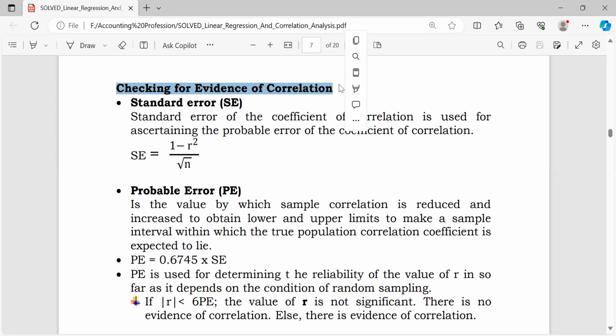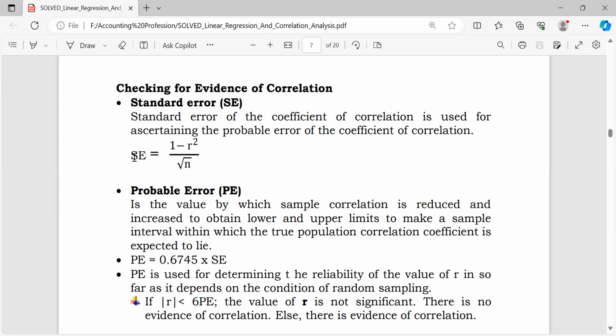Okay, so in view of that, let's go ahead and take a look at how to check evidence of correlation so that you can decide to be strict on your variables. Now, to check the evidence of correlation, there are some terms that you need to know before going anywhere. First of all, we have something called standard error, right? Standard error of the coefficient of correlation is used for ascertaining the probable error of the coefficient of correlation. Don't worry, our main concern is on the probable error, not the standard error, right?